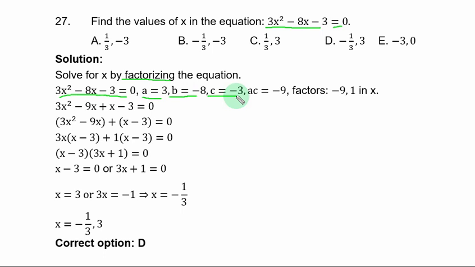And anytime a is not equal to 1, you need to get AC. So AC is minus 9. Now your attention must shift from C to AC. So you get two factors of 9 such that the sum is minus 8 in s and the product is minus 9. Such factors are minus 9s plus 1s.